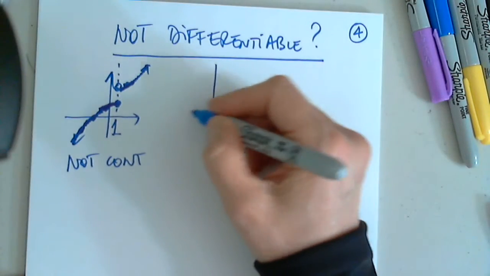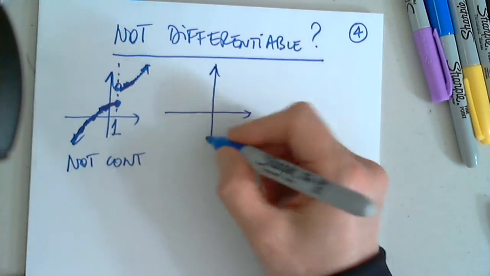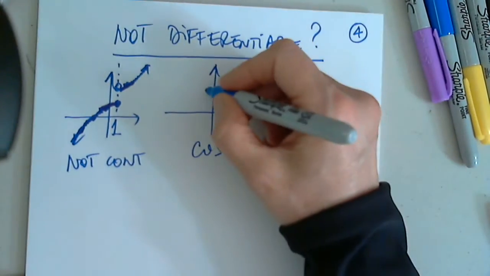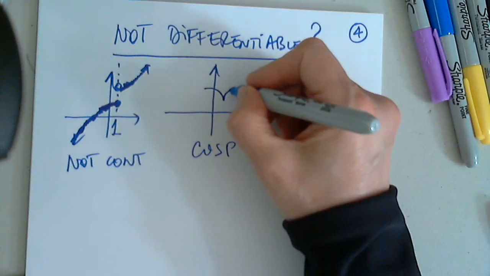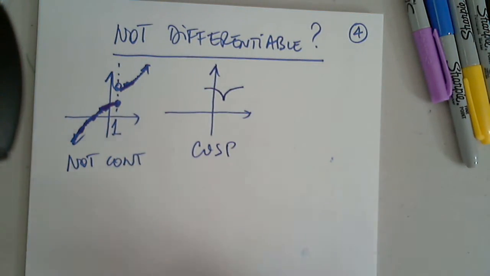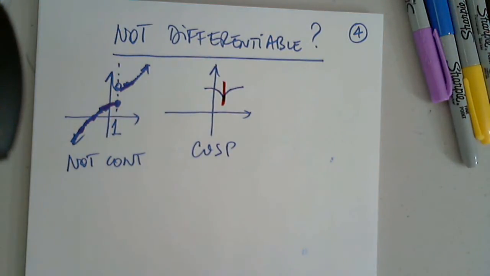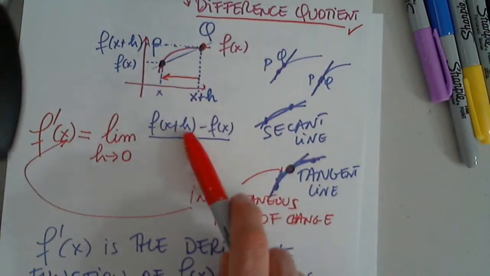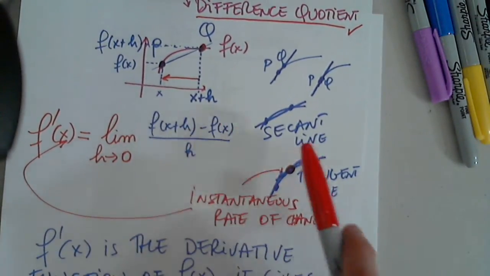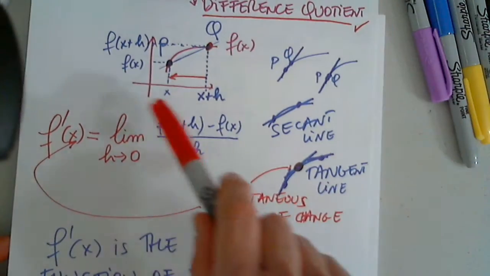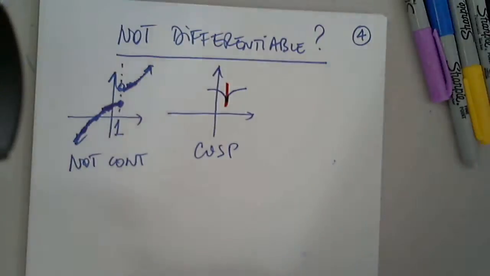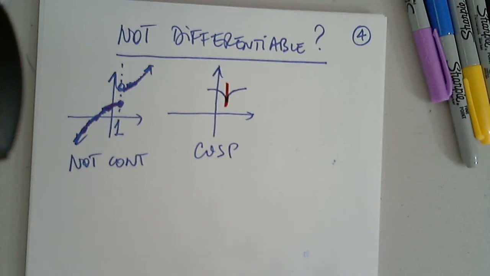Here's another example called a cusp, like between two teeth. Something like that. This is a vertical tangent. A vertical tangent means that this is infinity or negative infinity. The limit doesn't exist if it's infinity or negative infinity.